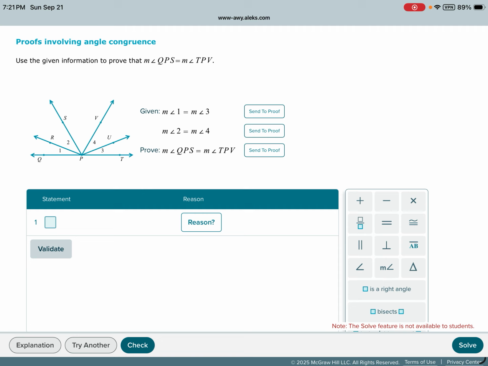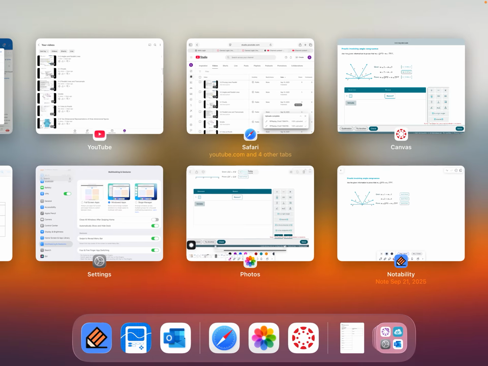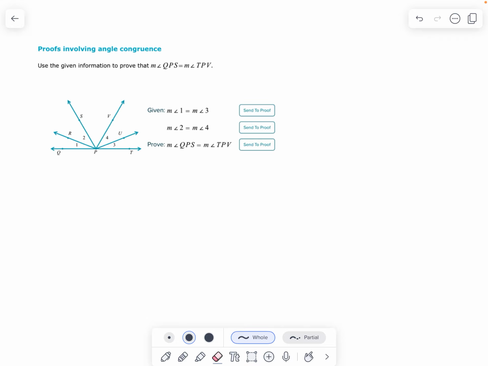All right, proofs involving angle congruence. What we're doing here, we're looking at this proof, and it's going to be very similar to what we did with the segment congruence. So if you've done that one, this should be just a walk in the park. I'm going to switch over quick to Notability, and I really like to tackle these on paper, make a plan before I do them in ALEKS. And so that's what I'm going to do first.